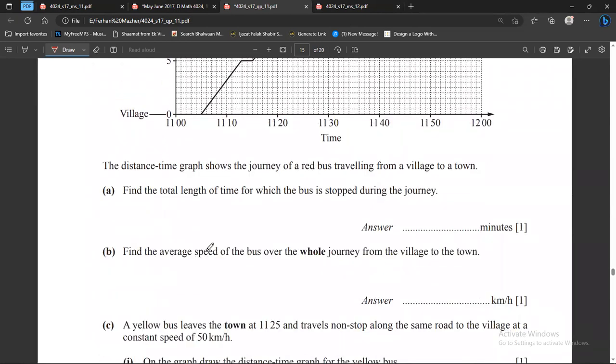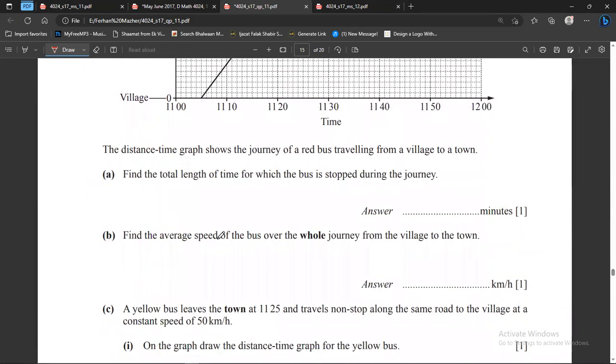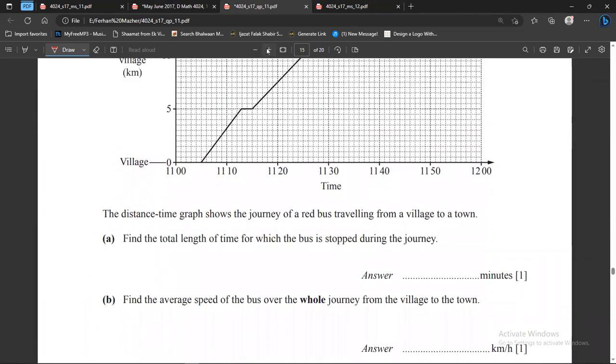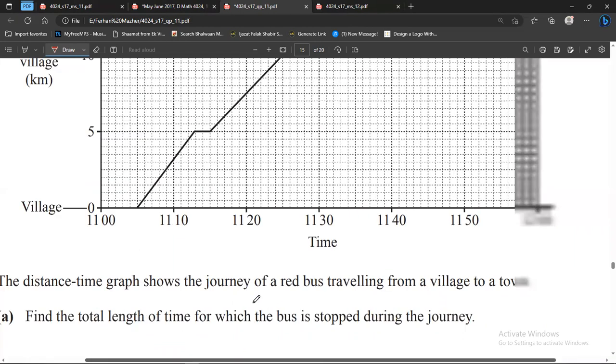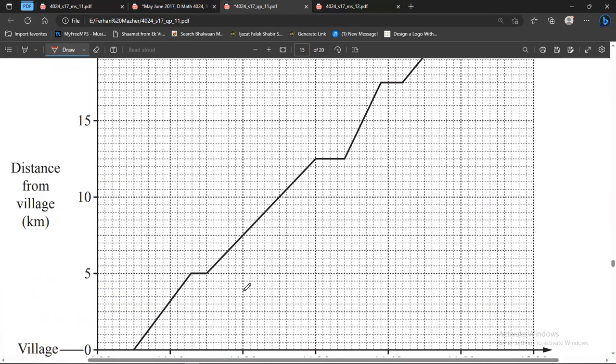So the distance time graph shows the journey of a red bus traveling from a village to a town. Find the total length of the time for which the bus is stopped during the journey. Okay, so let me show you. It's a very simple question.